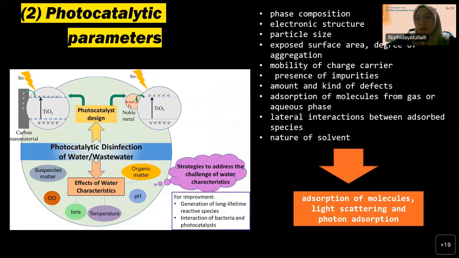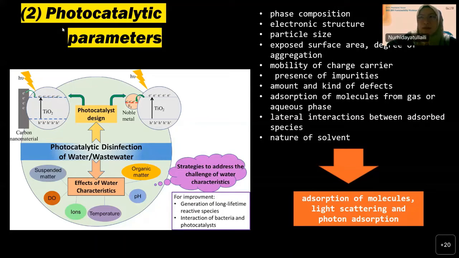So the next challenge is on the photocatalytic parameters. There are a number of parameters that we normally consider in running the photocatalytic activity, for example, the type of suspended metals, ion temperature, pH, and the organic matter. So these parameters should be optimized in order to have a good phase composition, electronic structure, particle size, exposed surface area, degree of aggregation, mobility, charge carriers, and so on, to make sure the absorption of molecules, light scattering, and photoabsorption will be optimized to get the best catalytic reaction process.